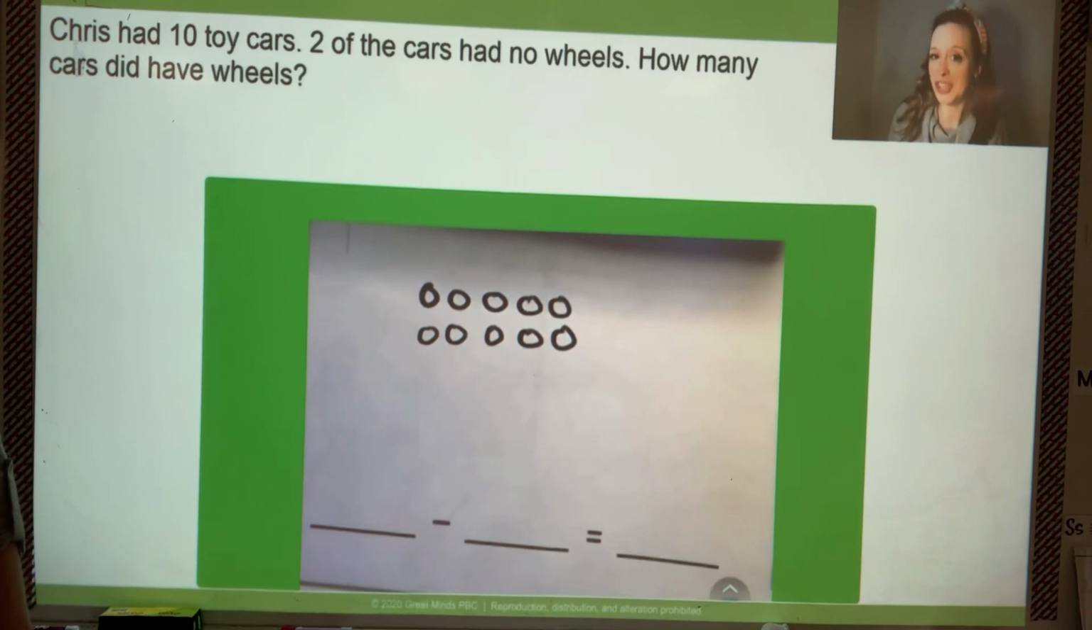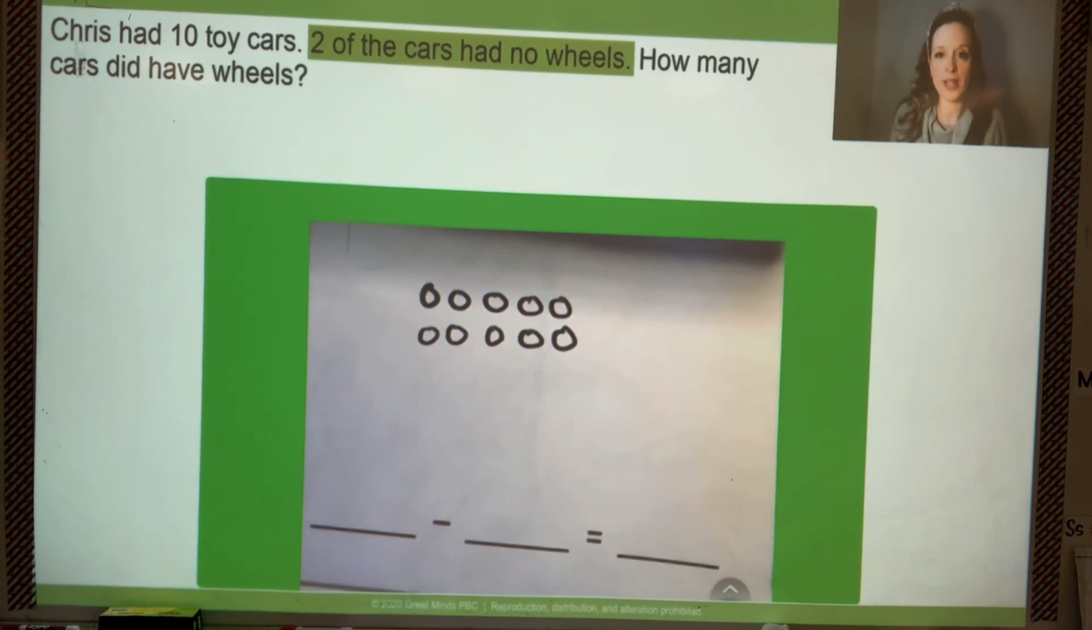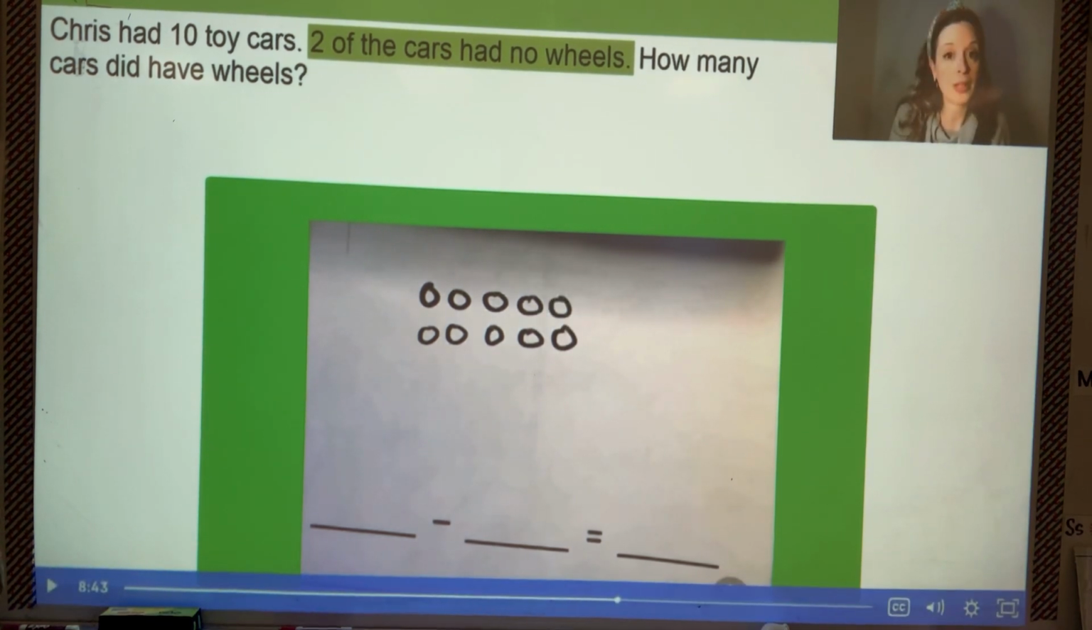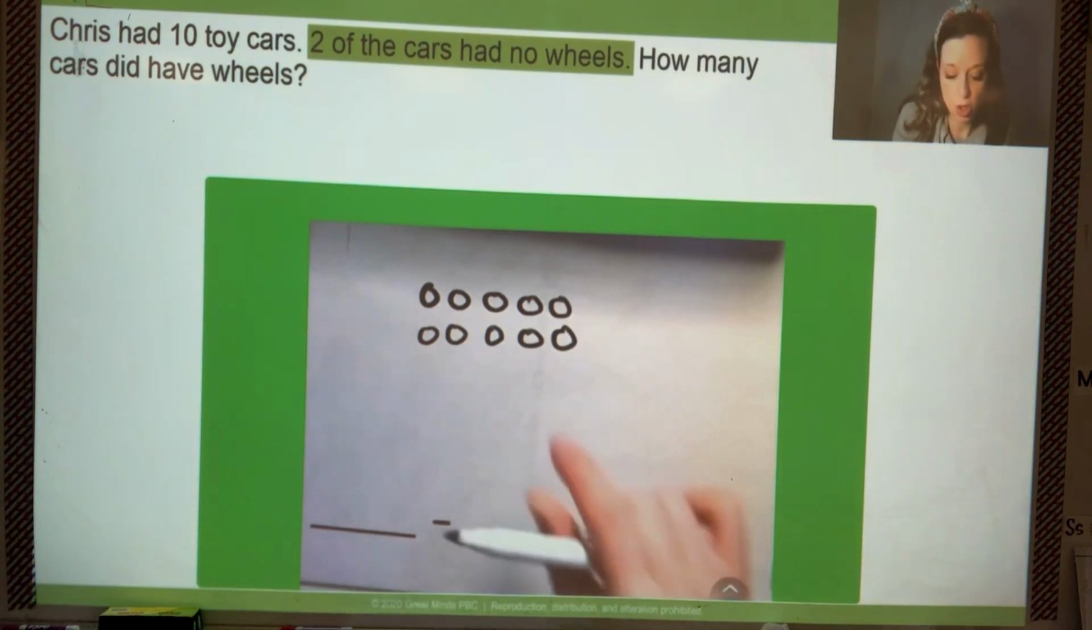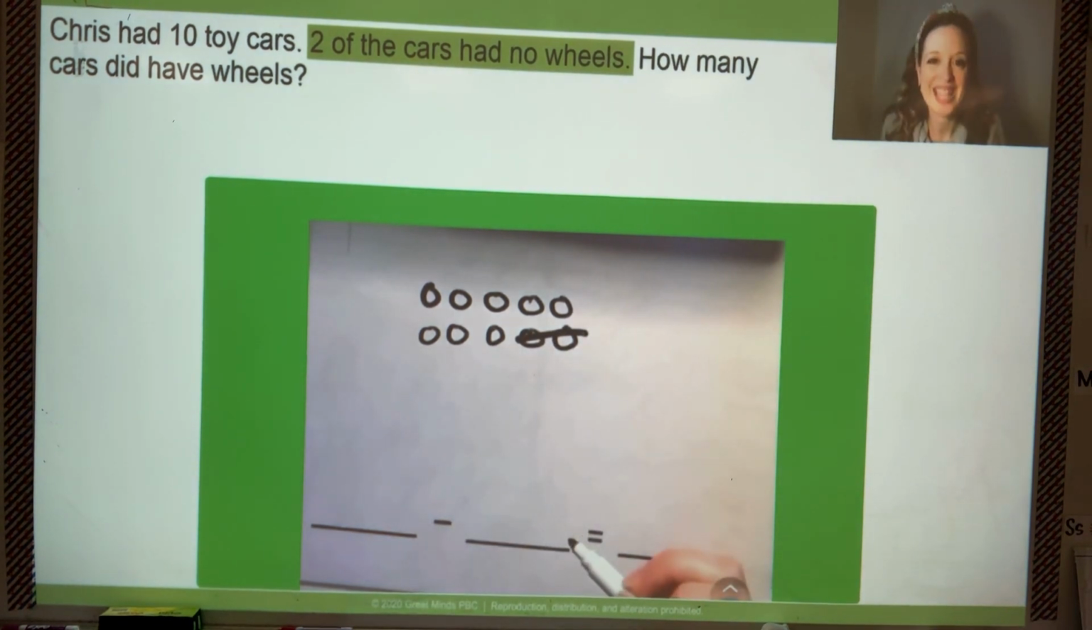Go ahead and draw your cars. Let's read and draw the next chunk. Ready? 2 of the cars had no wheels. Let's show this in our drawing by crossing off the cars with no wheels. Okay, so you've got your 10 cars drawn. Now we're gonna cross off the cars with no wheels. Take our marker and count out 2 with no wheels. 1, 2, and cross them out. These are the 2 that I crossed out, but you could cross out a different 2, just as long as it's 2 cars.